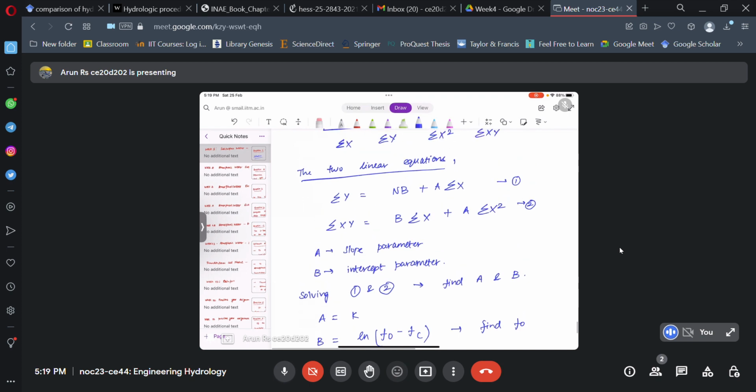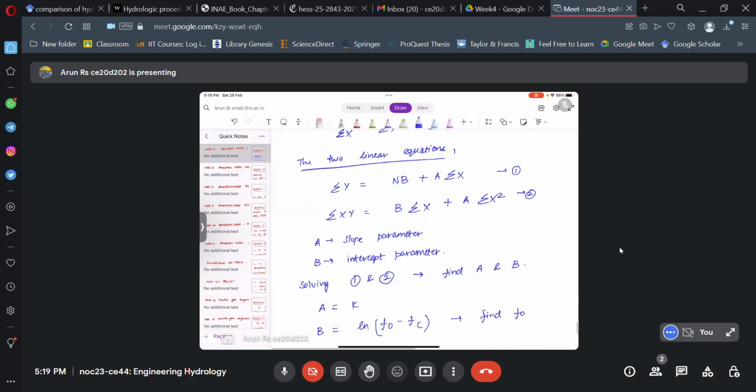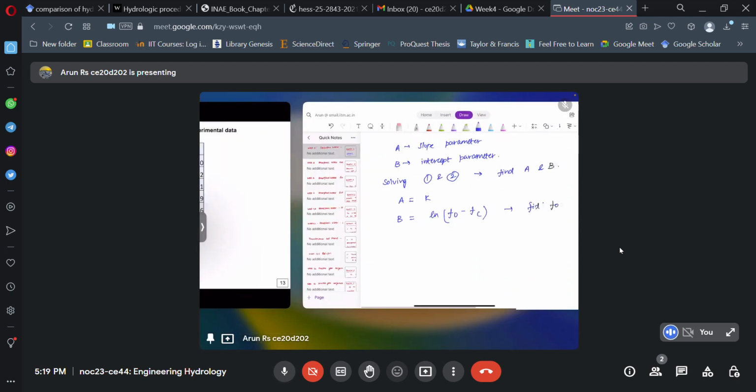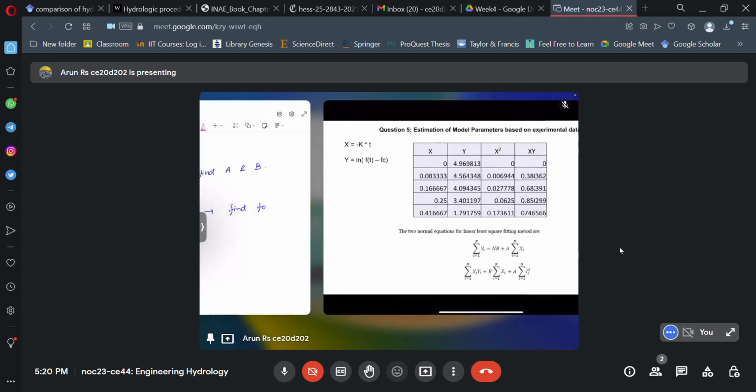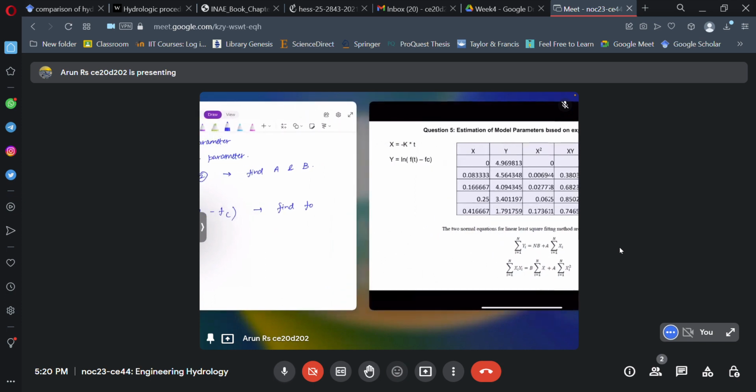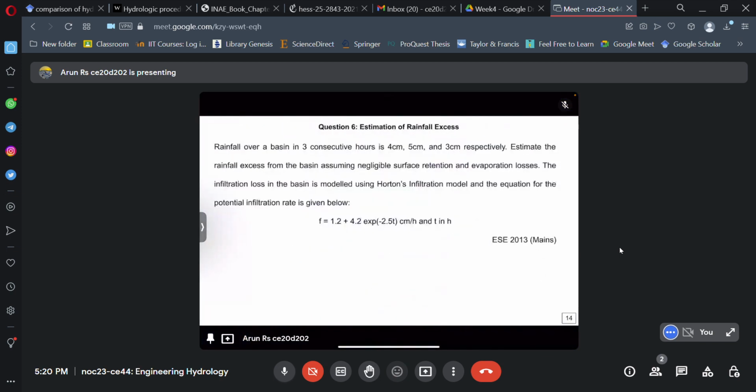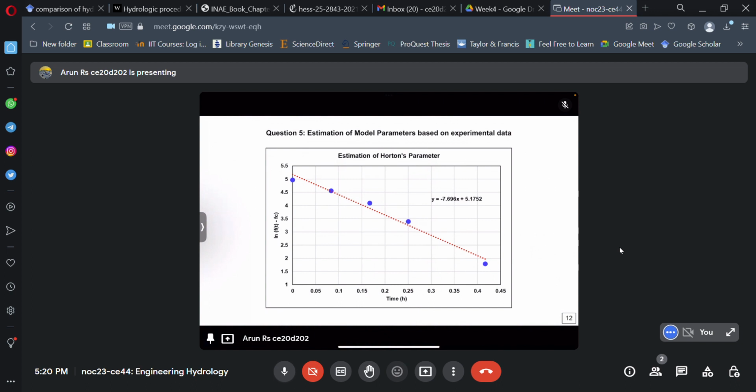This is how you use the method of least squares to fit a line to the curve. I have just tabulated that here. The table gives x, y, x square, y square and xy, and we need to find the summation and frame these equations. If we solve these two equations you will get your k and f naught. This is the equation you will be getting.